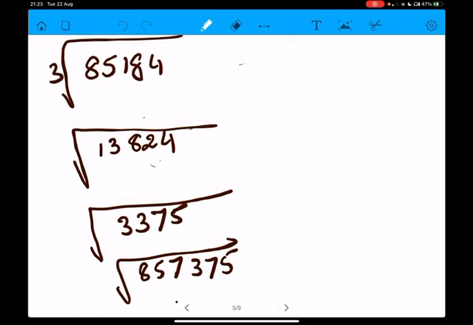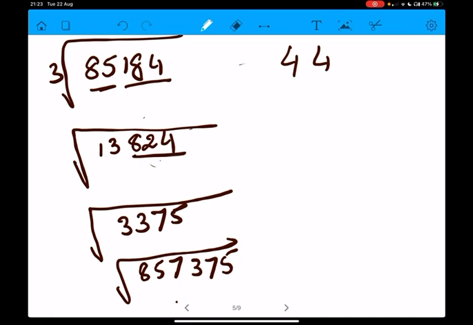Let's go to another example. The number ends with 4. That means the cube root has to end with 4. And then 85. 5 cube is 125, 4 cube is 64. So it has to be between 4 and 5. So it's 44.